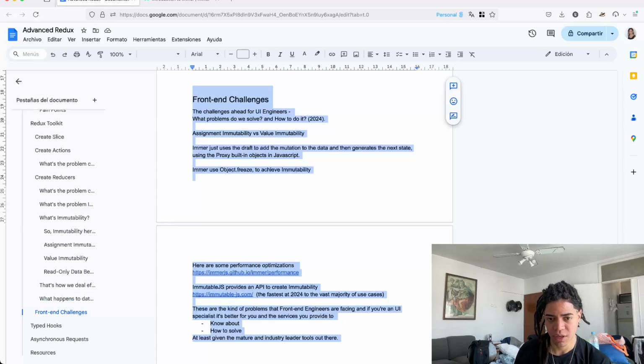I may just use a draft to add mutations. Right, front-end challenge 2024 in my blog.